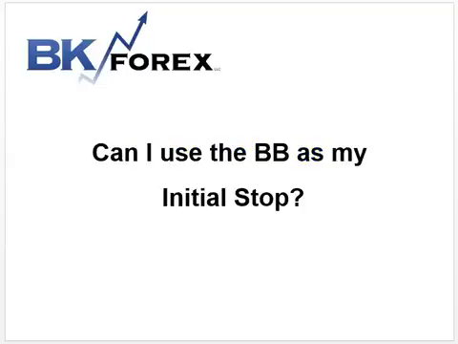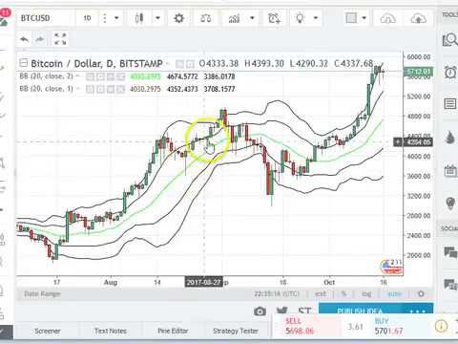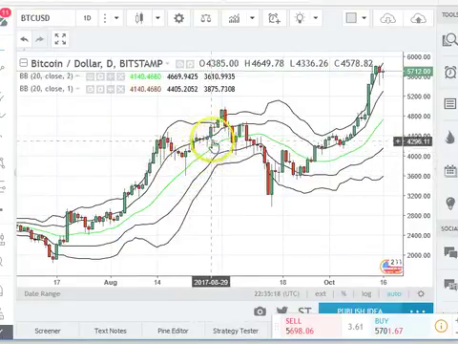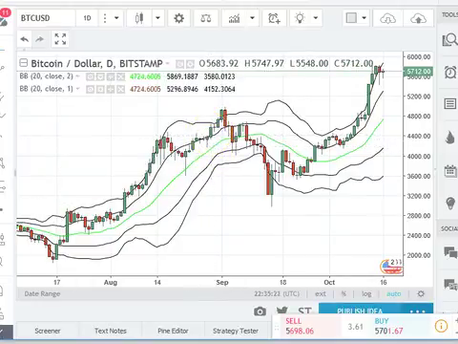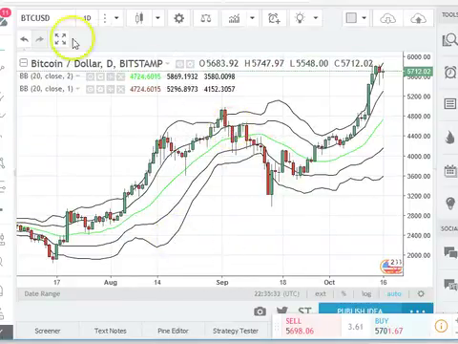And can I use the Bollinger Band as my initial stop? Meaning that basically, if it pierces above the Bollinger Band, instead of using this 20 moving average as a stop, can you use that? Yes, but you need to give yourself some buffer. You need to give yourself at least 50 points of buffer. And so, those are the common entry and exit questions that we get in relation to this.